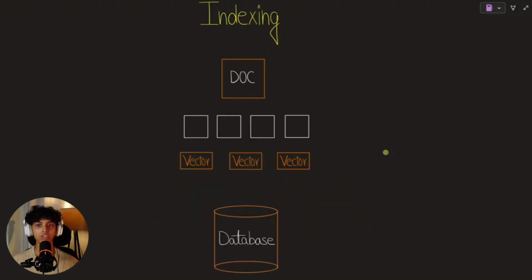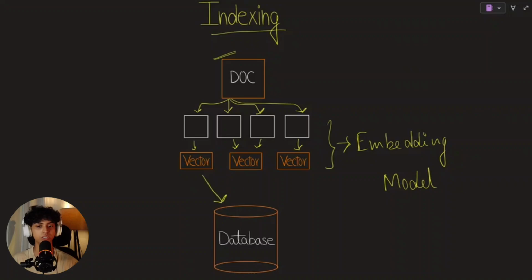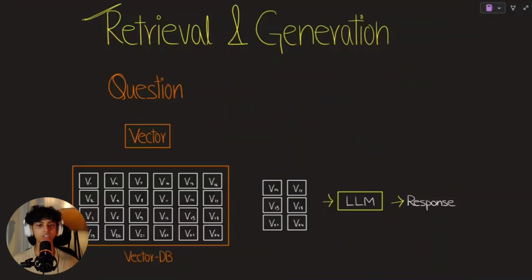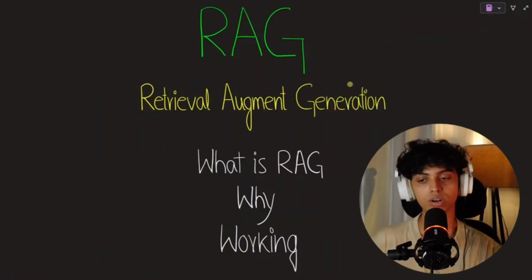Next is the pipeline. So the pipeline has two phases. First is indexing. So indexing is where you load your documents, chunk them, embed them, and store the vectors in a vector database. And the second phase is retrieval and generation. So this is where you embed the query, run similarity search, retrieve relevant chunks, inject them into the prompt, and let the LLM generate a grounded answer. Alright, so I think that's pretty much about RAG.